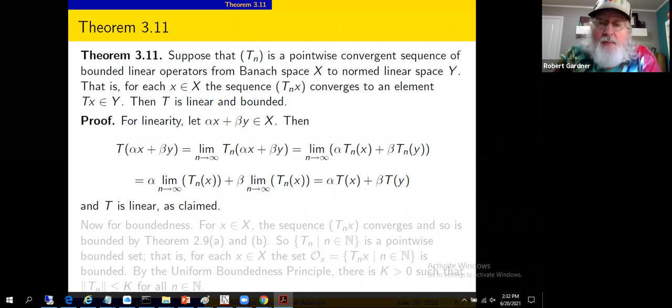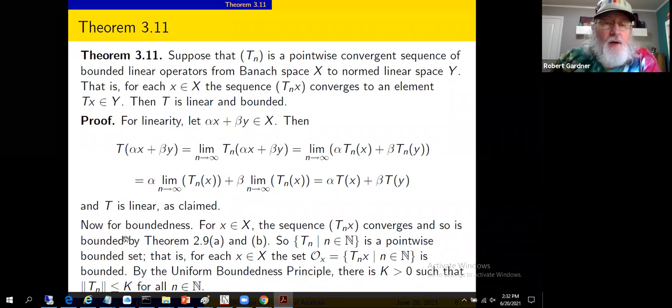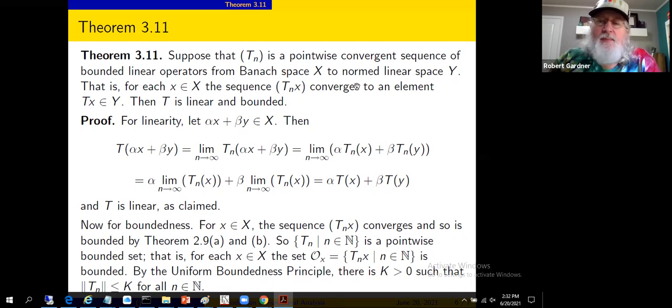Now for the boundedness, well, the boundedness is not too hard given we have the uniform boundedness principle. For boundedness, take X as any vector in normed linear space capital X. The sequence T sub n of X converges, by hypothesis, and so is bounded. Convergent sequences are bounded. This is a convergent sequence, and so it's bounded. We can justify that with a couple of parts of Theorem 2.9, which talk about Cauchy sequences, but you should be happy to accept that convergent sequences are bounded. That's certainly the case in normed linear spaces, but for the record, there's some justification of it.